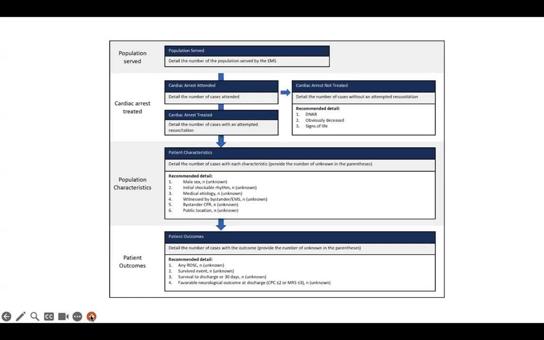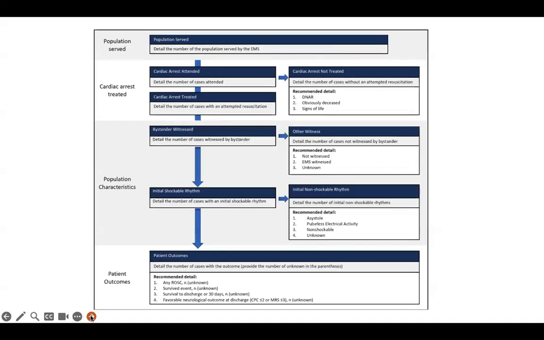And then finally, we want you to report patient outcomes. Our recommended detail for patient outcomes is any return to spontaneous circulation, survived event, survived to hospital discharge or 30 days, and then favourable neurological outcome at discharge as it's been collected in your registry or system.